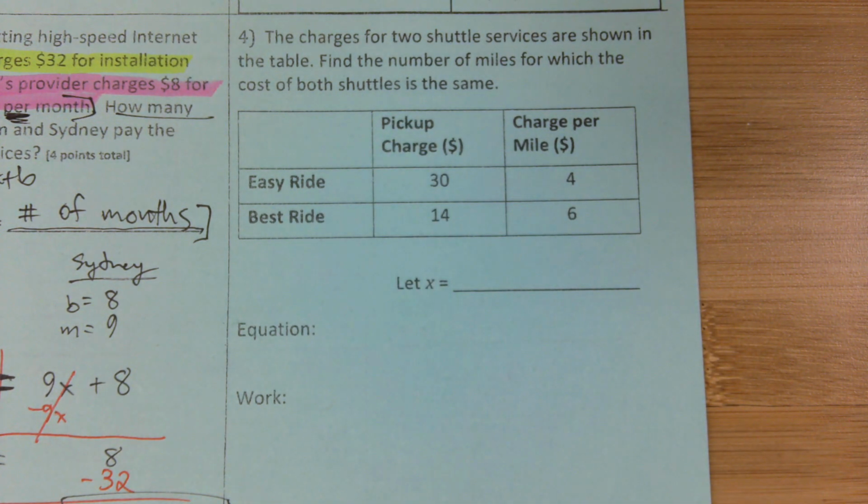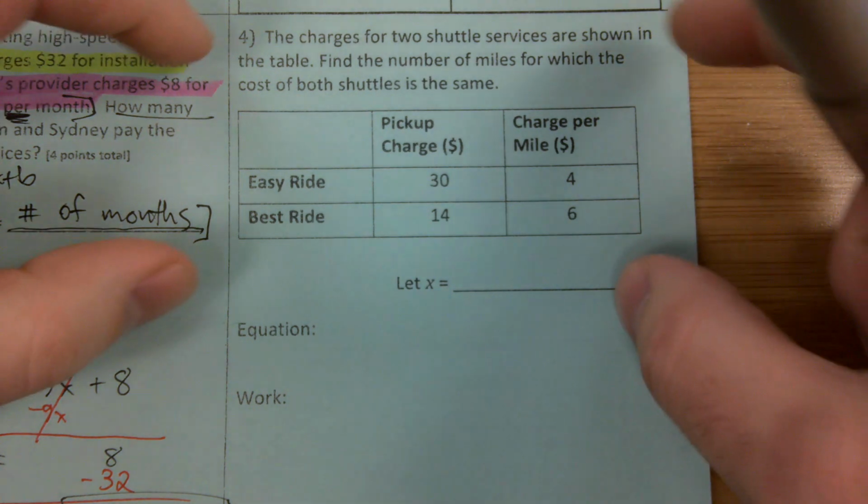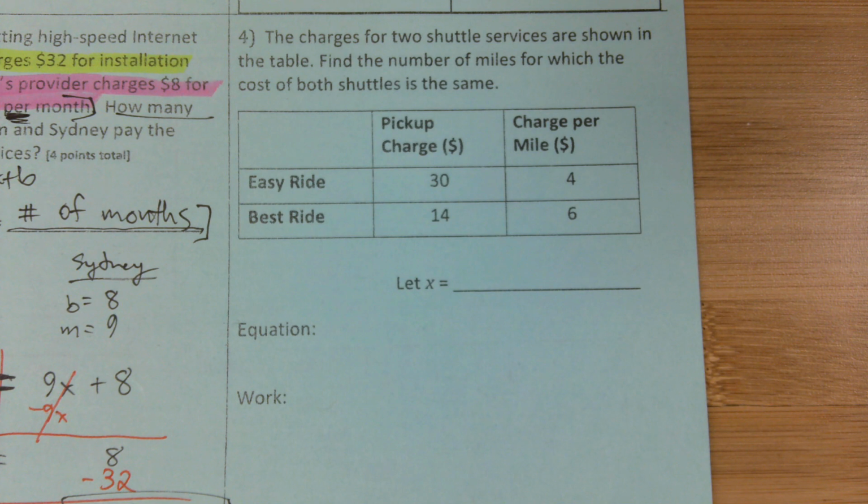Now, number 4 is a little bit more confusing than number 3 because of the way that our data is arranged here, right? It's not listed out in a paragraph like we're used to seeing. The information's listed out in a table. So we really have to understand what's going on in this table if we want to set this up correctly.